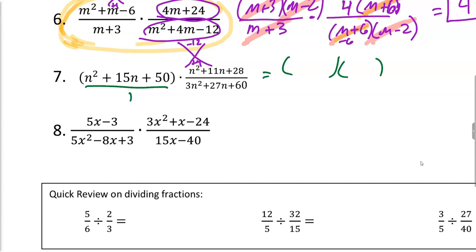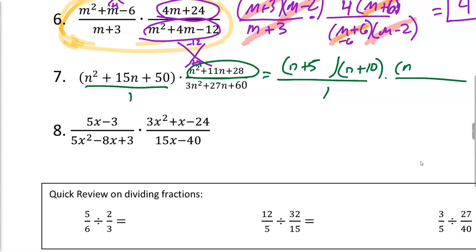Yeah, these are all x things, and they're pretty straightforward. X plus 5, x plus 10. That one is, oh crap, n. Well, whatever. N plus 5, n plus 10. 11 and 28 is 7 and 4. 4, 7. Now, look at this one on the bottom.